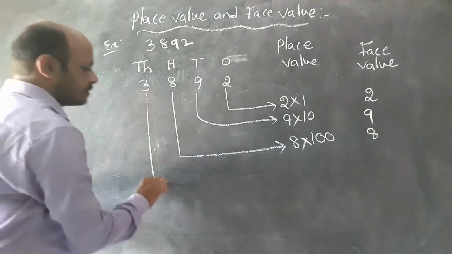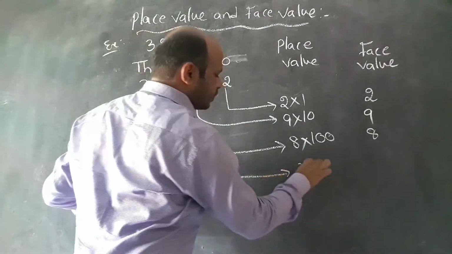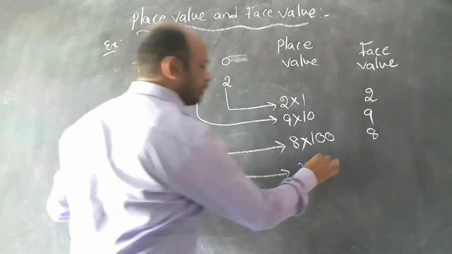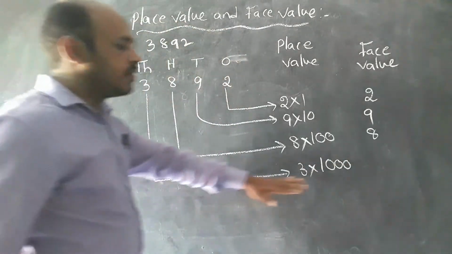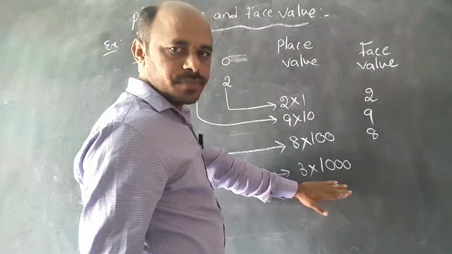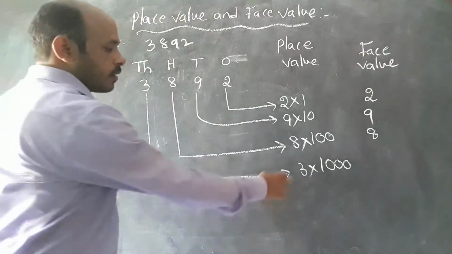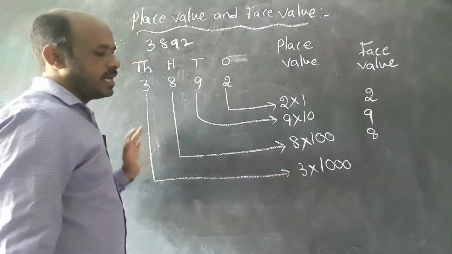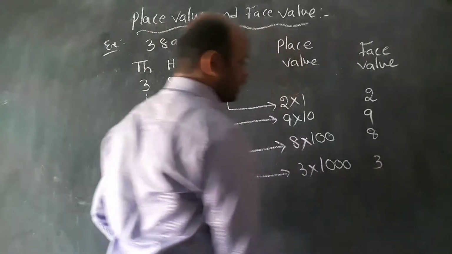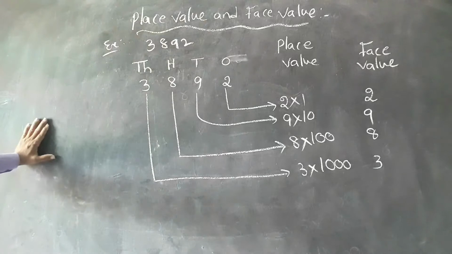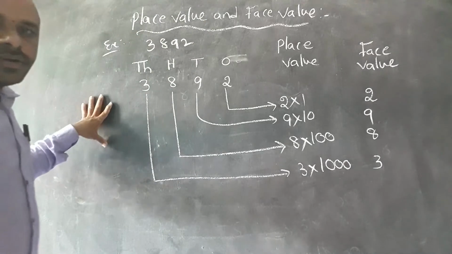Next is 3. Which place is it in? The place value is 1000. How many zeros does 1000 have? 3 zeros. 4-digit numbers start from 1000, so 1000 is the smallest 4-digit number. Here the place value is 3 into 1000. The face value is 3. This is the place value and face value chart.